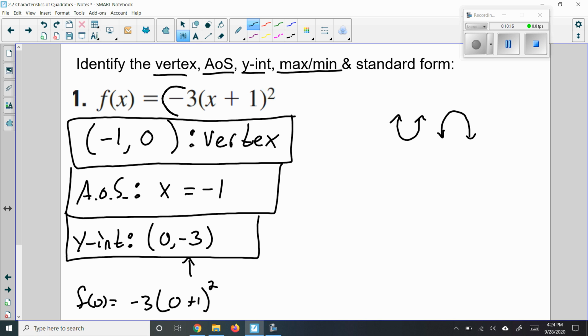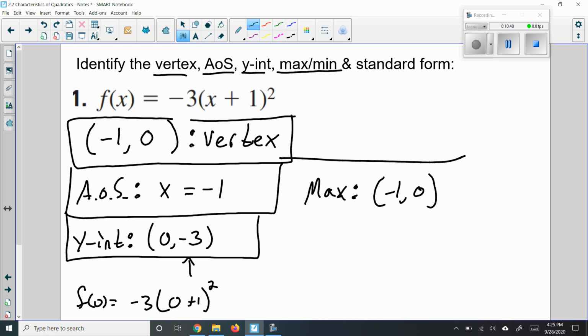Well, the leading coefficient here, a, is negative, which means our quadratic opens down. So here's our maximum. Our maximum is just the vertex, which is the point -1, 0. Okay, now the fun part. Let's put it in standard form.